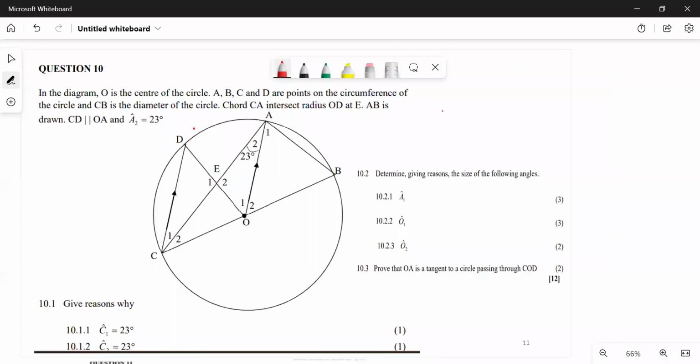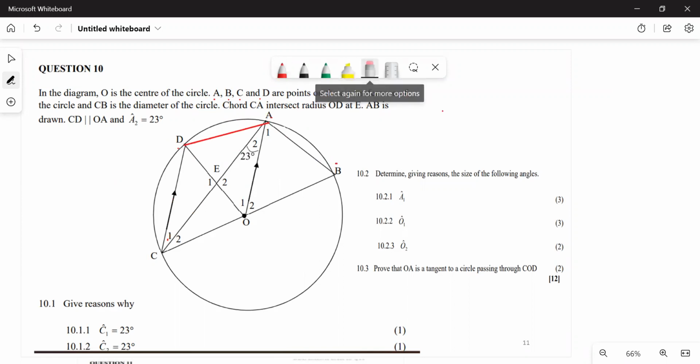Almost there. So here we are given a circle with O, which is the center. Then we have A, B, C, D, which are points on the circumference. You see, you have A, B, C, and then D. This one is not a cyclic quad, because this one doesn't lock. So it's not a cyclic quad to this circle.